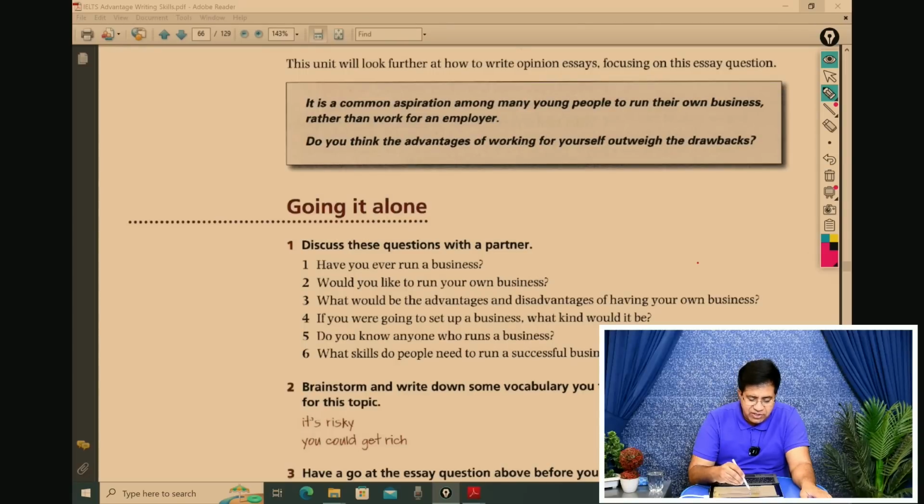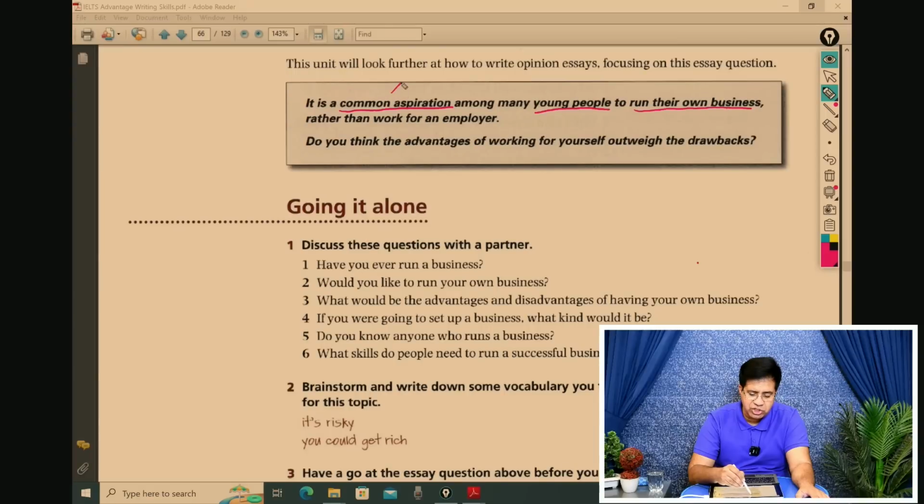Now, the first thing is you need to read and understand the topic. It is a common aspiration. Underline the key words in the topic: common aspiration among many young people to run their own business. Now, running their own business means to become an entrepreneur.